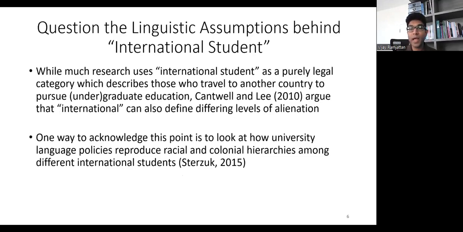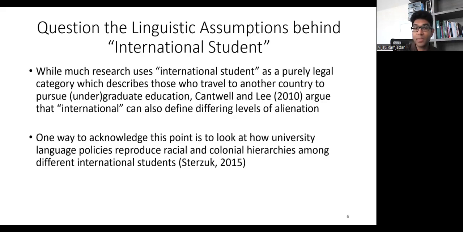So one way to help challenge the deficit framing of the language practices of international students can begin with interrogating the institutional label of international student itself. While much research uses international student as a purely legal category, which describes those who travel to another country to pursue either undergraduate or graduate education, Cantwell and Lee 2010 argue that international can also define different levels of alienation. So one way to acknowledge this point is to look at how university language policies reproduce racial and colonial hierarchies among different international students.